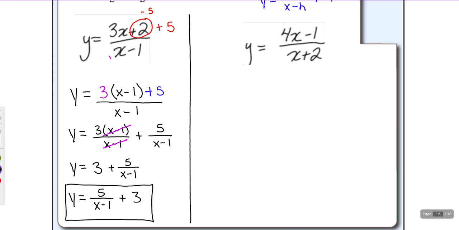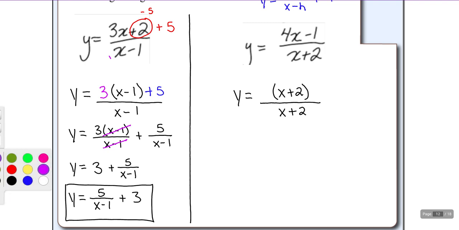Your goal is to get the binomial on the bottom to also be on the top. So I have an x plus 2 on the bottom. So my goal is to get an x plus 2 on the top. First thing I'm going to get rid of is this 4. I'm going to get rid of that by GCFing that 4 out front. Everyone's okay up to there?